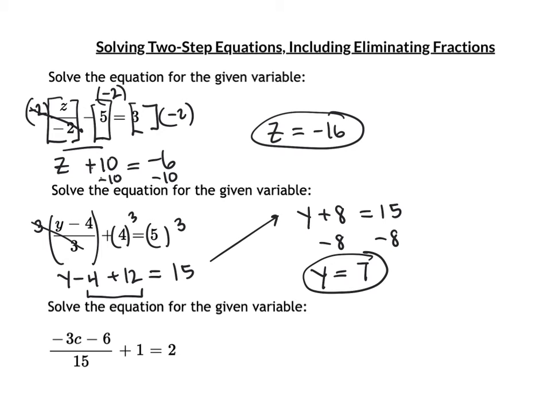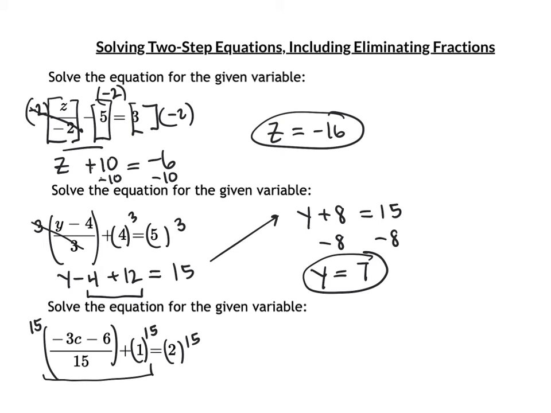Last example on this page, my only denominator is 15. Remember, that's one number because of the fraction bar. I'm going to multiply everything by 15, including the 1. Notice I multiply the 1. A lot of times students will forget. Every term gets it. On this side, I have to distribute the 15 to both terms.